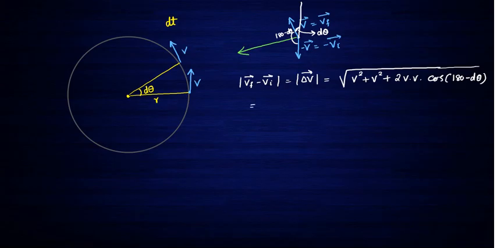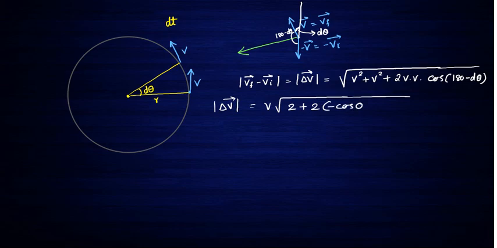So therefore the magnitude of the delta v vector comes out to be equal to, v can be taken common outside the square root sign, 2 plus 2 cos of 180 minus theta, which is minus cos theta. So 2 plus 2 into minus cos theta. Okay, so this will be equal to v under root of 2 into 1 minus cos of d theta.